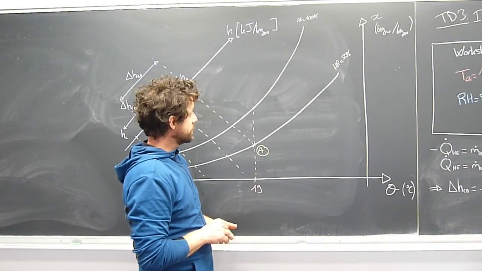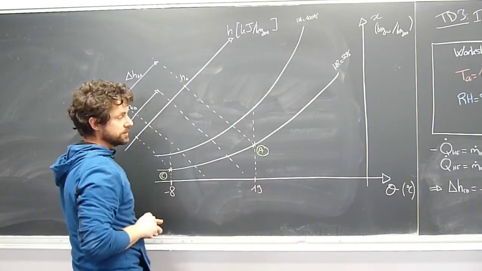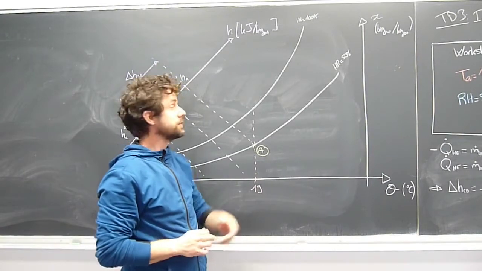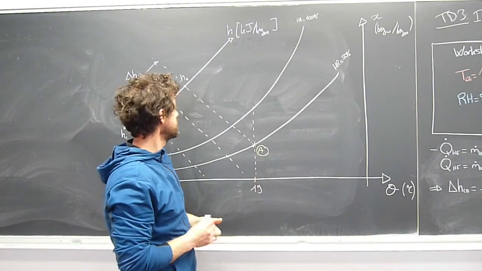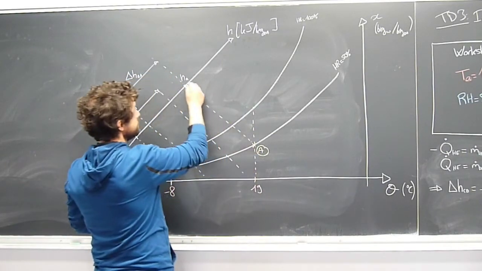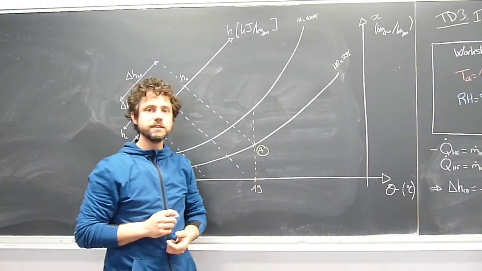On this diagram we can also read, on this part of the diagram, the specific enthalpy, which is expressed here in kilojoule per kilogram of dry air. And so we can read the specific enthalpy of point A, and we can read the specific enthalpy of point C.